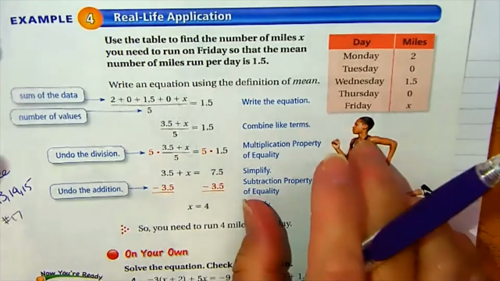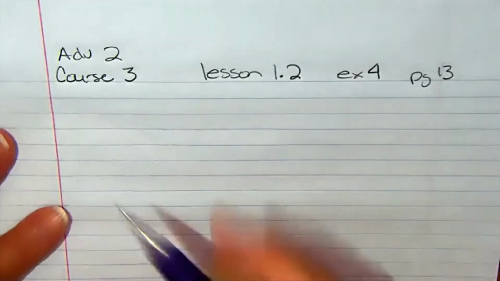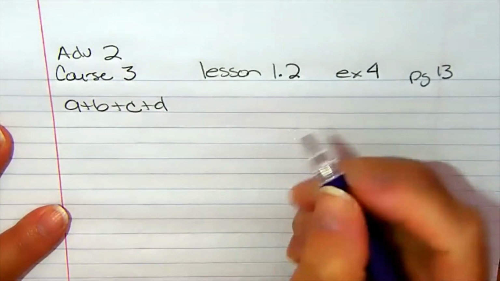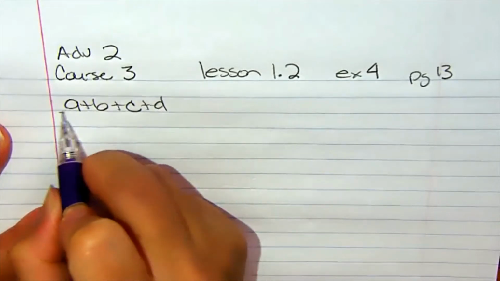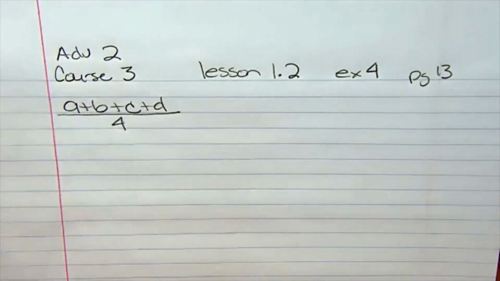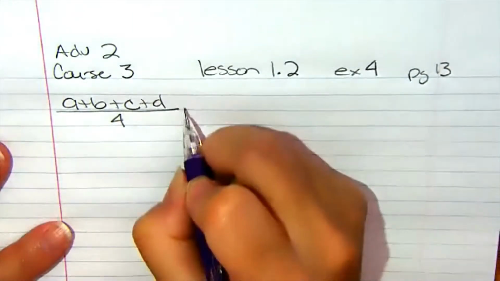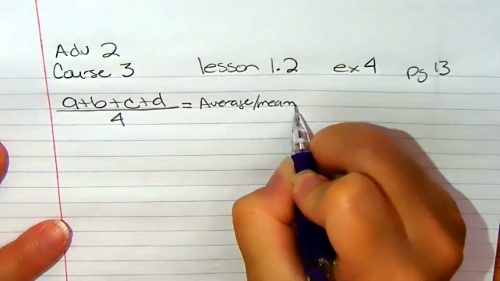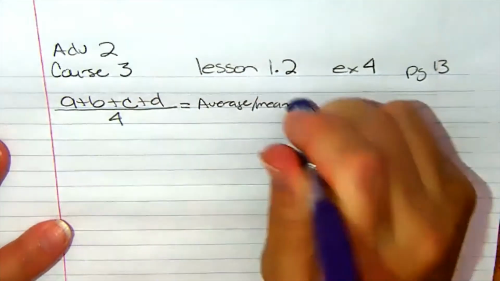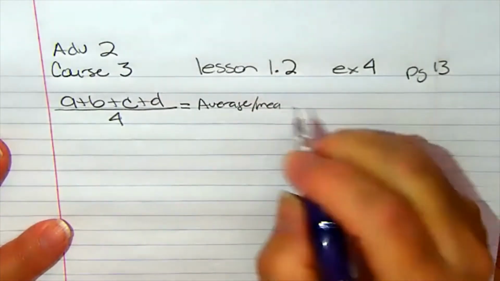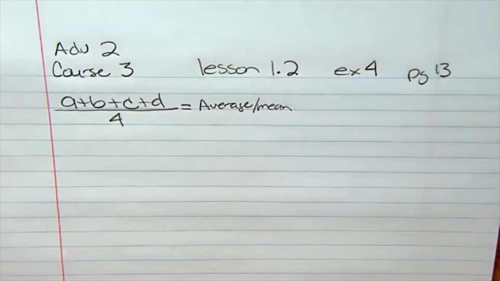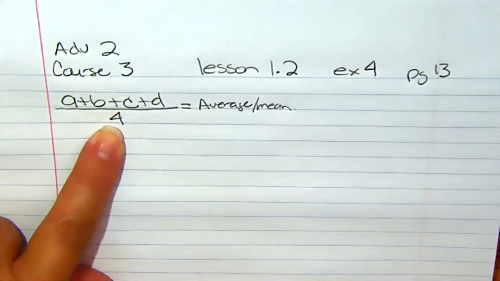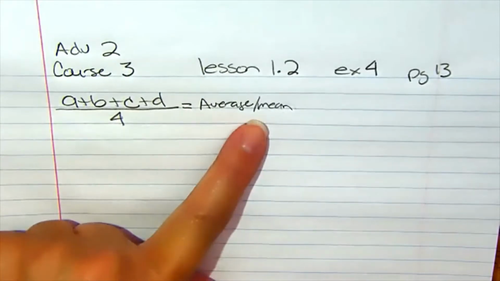Okay, now to find averages, I know that it's A plus B plus C plus D, however many numbers I have up here is what I'm dividing by. And that equals the average or the mean. Average and mean are the same thing. So however many numbers we have above, that's what we're dividing by, and then that equals our average or our mean.